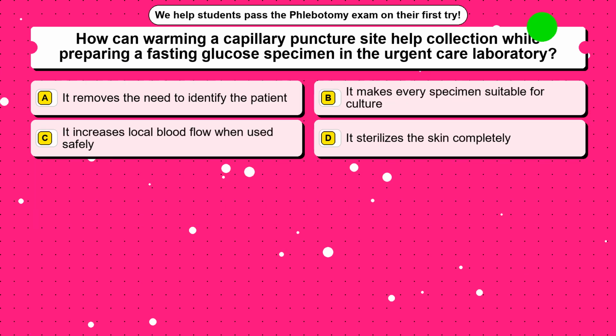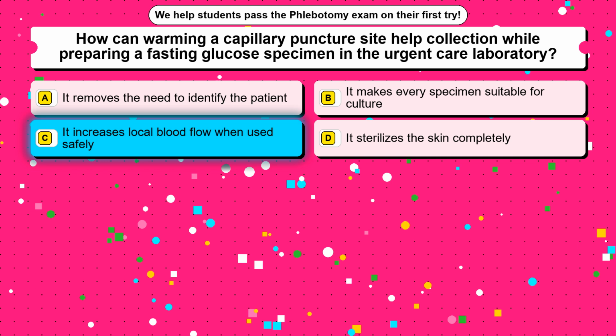Question 60. How can warming a capillary puncture site help collection while preparing a fasting glucose specimen in the urgent care laboratory? Option A. It removes the need to identify the patient. Option B. It makes every specimen suitable for culture. Option C. It increases local blood flow when used safely. Option D. It sterilizes the skin completely.